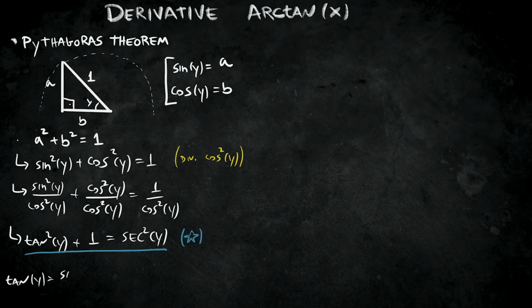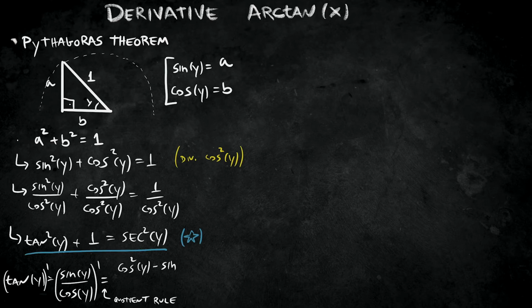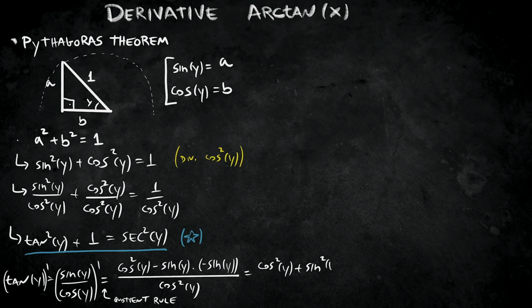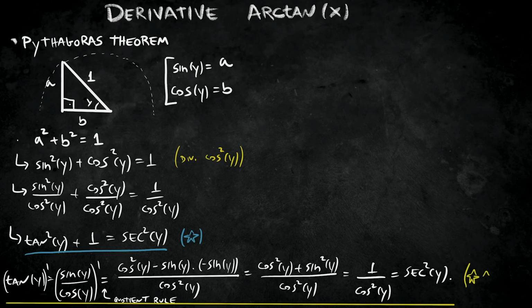Another thing, the derivative of the tangent, I'm assuming you guys already know, but I'm going over it very quickly. The derivative of tangent of y, tangent is sine over cosine, so we can use the quotient rule, simplify, and use the property that we have mentioned before. We're gonna have the derivative of tangent as secant squared of y. Okay, great.